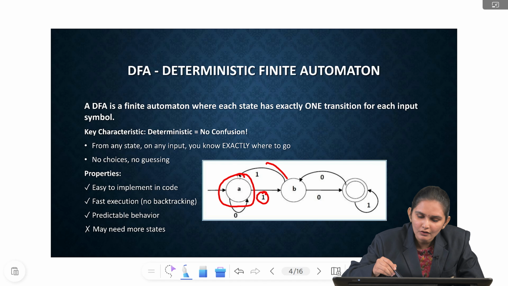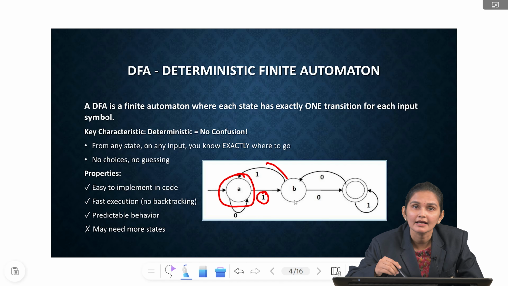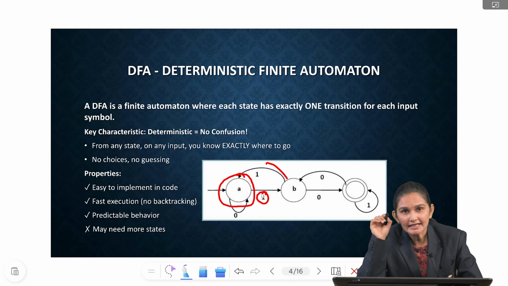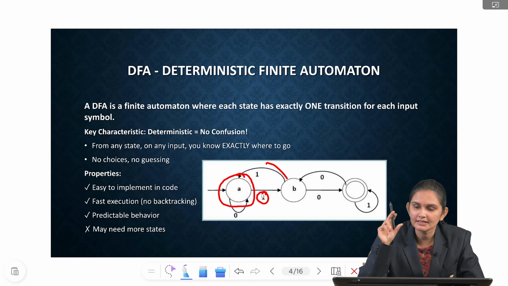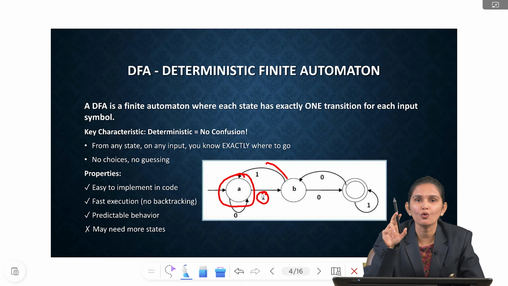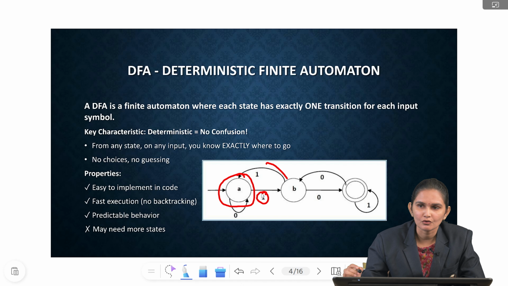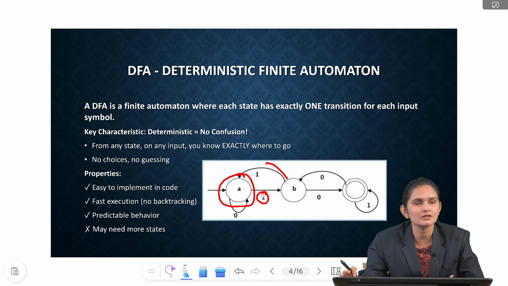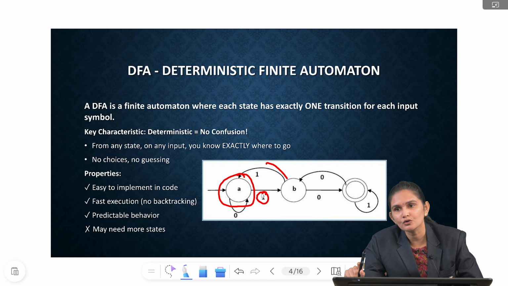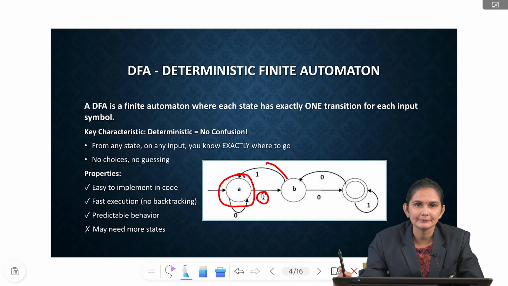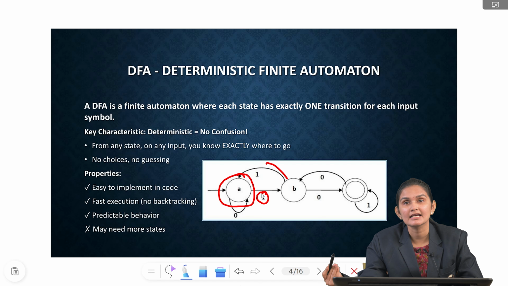A on 1 is going to B. A on 0 it is going to A. So in DFA, every state must contain one transition for each input. So, the destination for DFA is very clear without any confusion. It has to go from one state to another state via one symbol. Just like your GPS: if we give the destination to it, it will go to that one destination with the directions it has got.